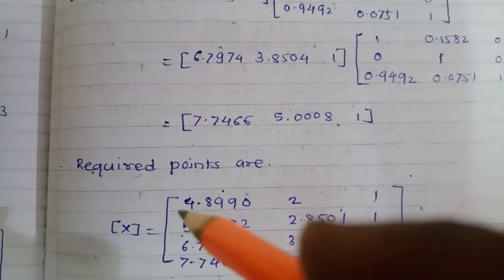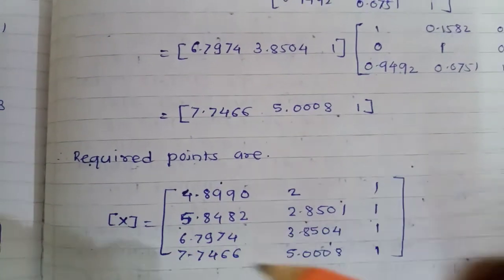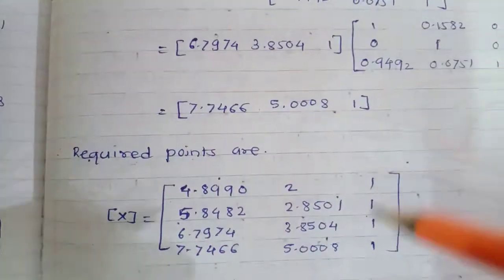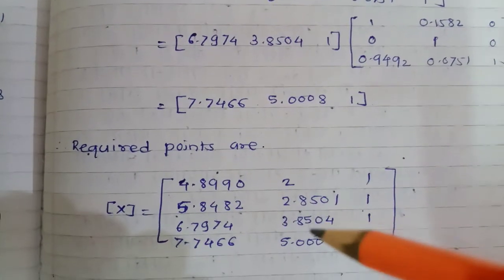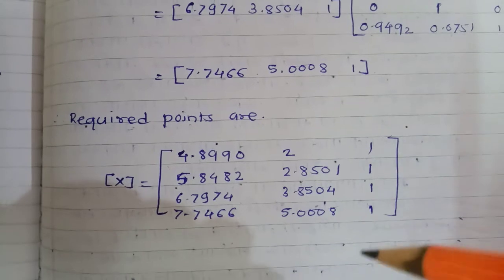And lastly we write down the required points. So these are our x1 y1, x2 y2, x3 y3, x4 y4. So maybe we can stop our procedure here, or maybe write down our next matrix removing our homogeneous coordinate 1.